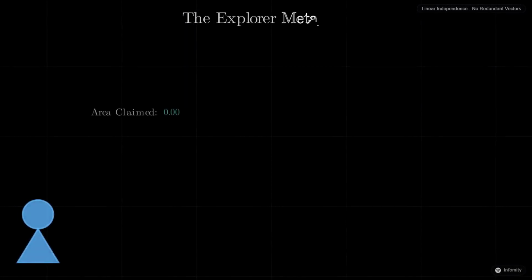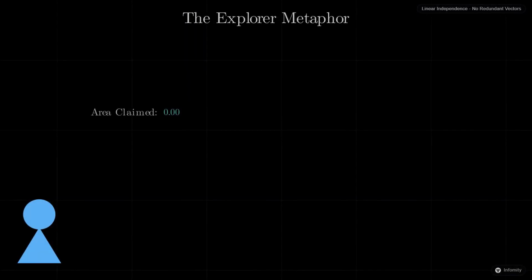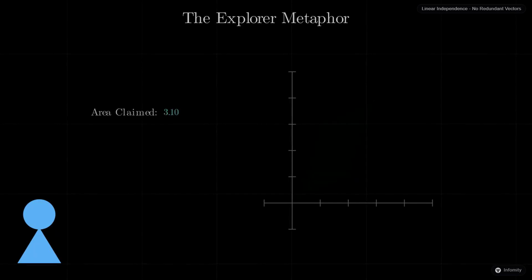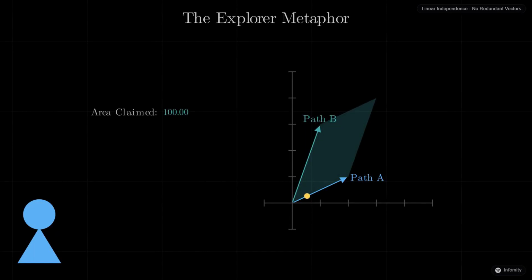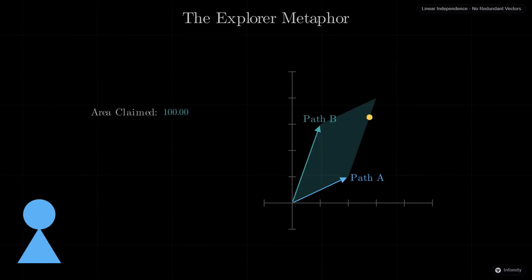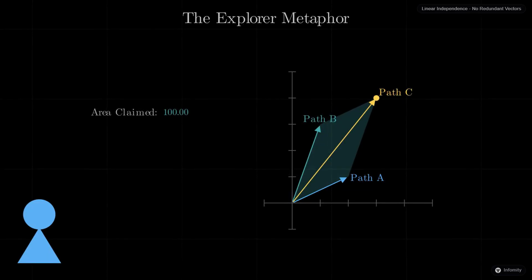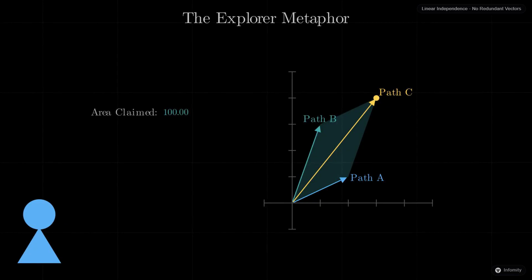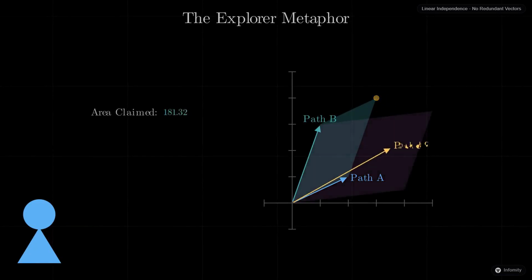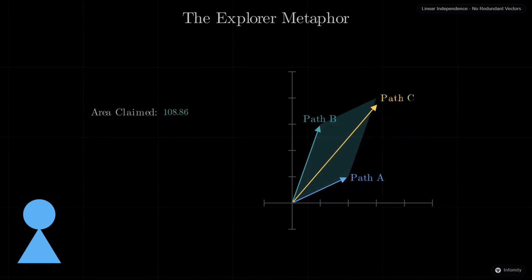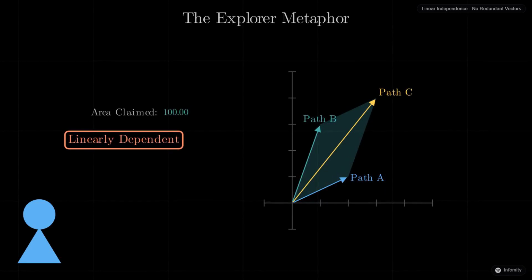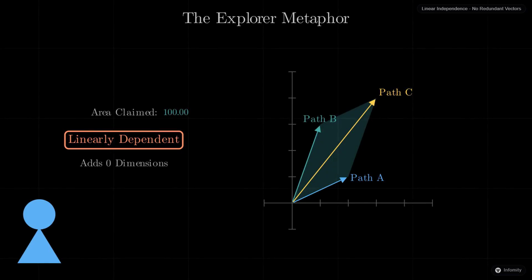Think of our vectors as paths carved by an explorer. Path A and Path B open up a wide valley of reachable destinations. But if Path C merely retraces a combination of those exact same steps, it fails to claim any new territory for our map. Now, here's where it gets interesting. What if we change its direction? In linear algebra, we say this third path is linearly dependent on the first two. It adds zero new dimensions to our journey.